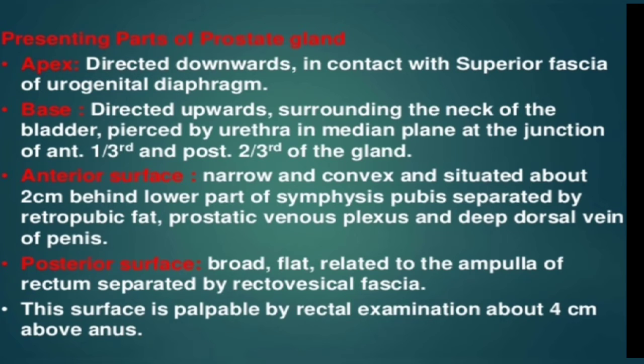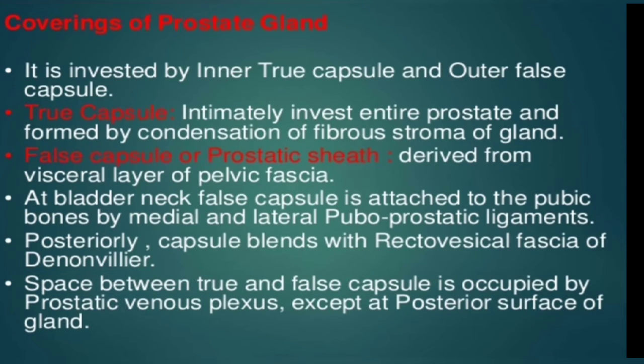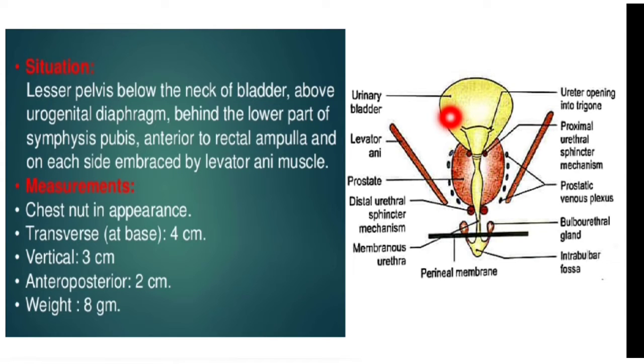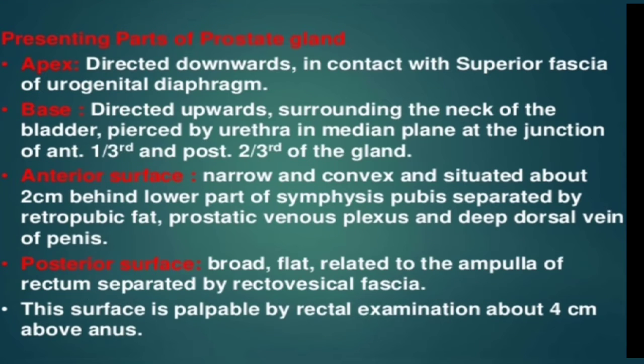Parts of the prostate gland: apex, base, anterior surface, posterior surface. The apex is directed downward, in contact with the superior fascia of the urogenital diaphragm. The base is directed upward surrounding the neck of the bladder, pierced by the urethra in the median plane at the junction of the anterior 1/3 and posterior 2/3 of the gland.